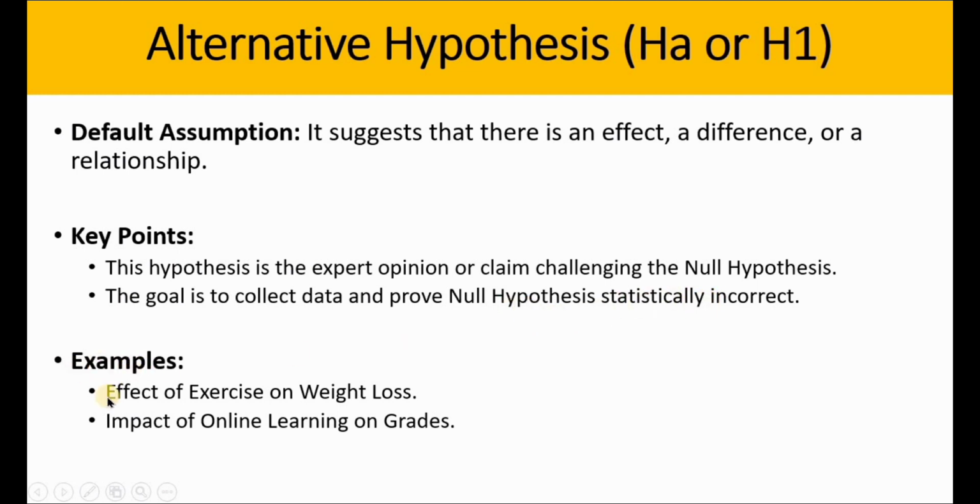Now here are a few examples for the alternate hypothesis. Effect of exercise on weight loss. The alternate hypothesis says that there is a definite relationship between exercise and weight loss. But the null hypothesis would say that exercise has no effect on weight loss. There is another example, impact of online learning on grades. The alternate hypothesis is that online learning really affects grades and a relationship exists. But the null hypothesis would be that online learning has no effect on grades.